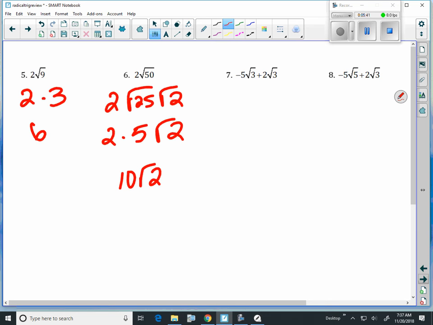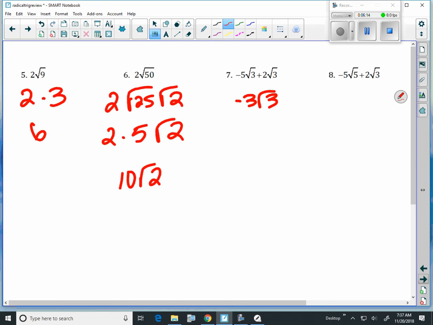Okay, now on number 7, this is a little bit different. When we add or subtract radicals, there's one big rule. They have to have the exact same base. Meaning, when we look here, these both have a square root of 3. That means we can add them, okay? So if we just add the coefficients, negative 5 plus 2 is negative 3, so we get negative 3 square root of 3.